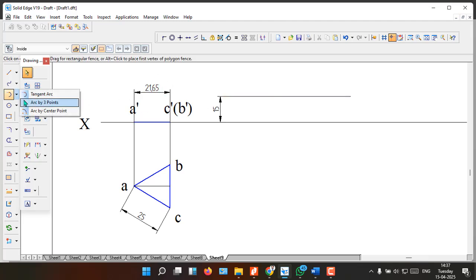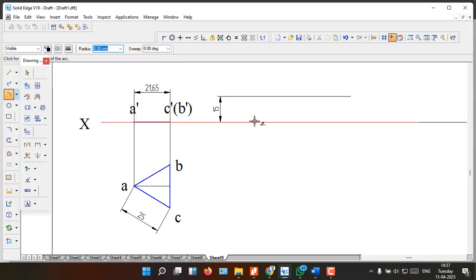Okay, so we'll go to arc by center point. We'll keep it on the XY line and enter the radius as 21.65, press center and cut an arc across this line. Okay, now once that one is done, go to the trim option, trim the extra line and the extra arc.